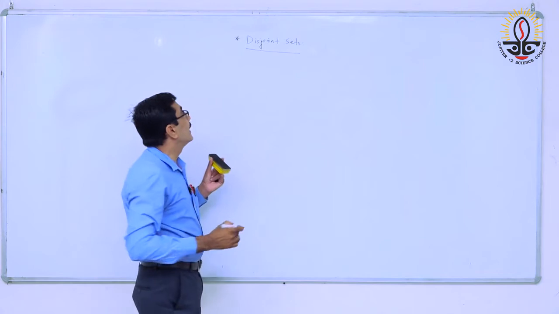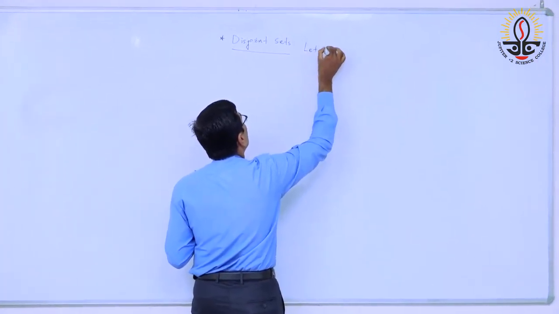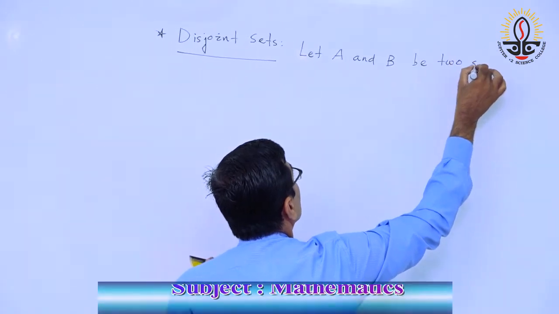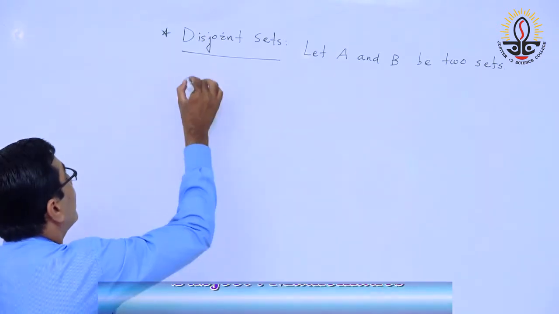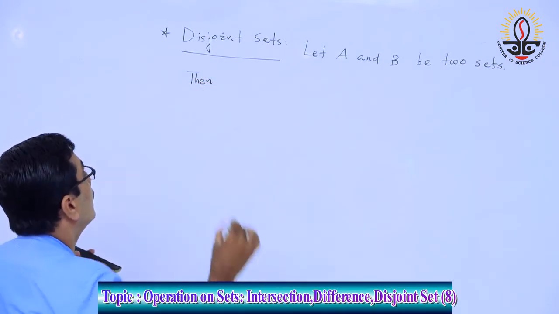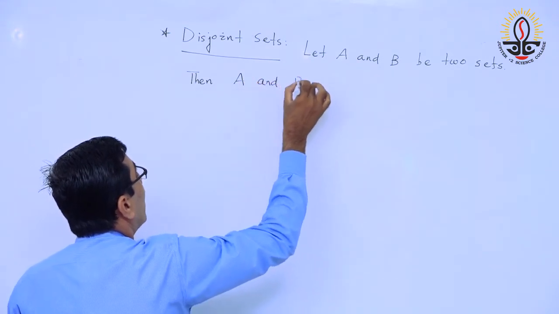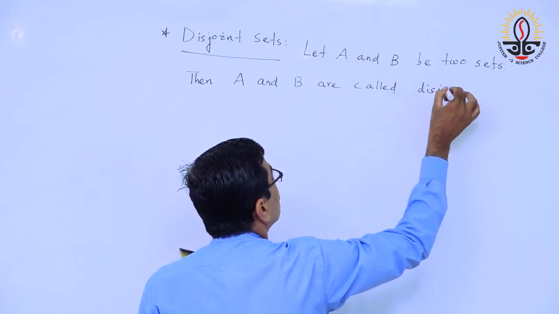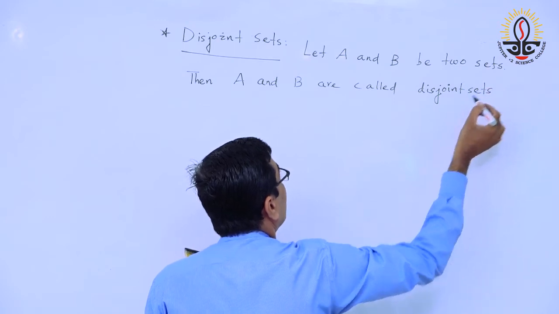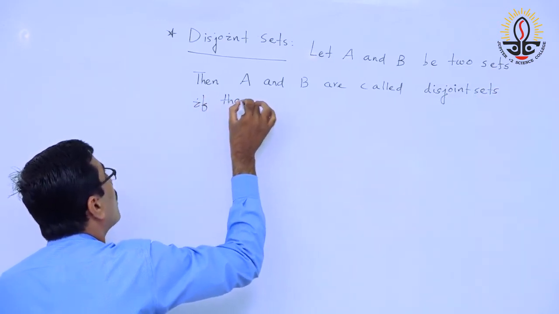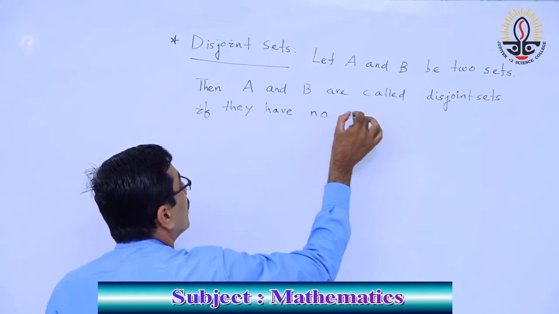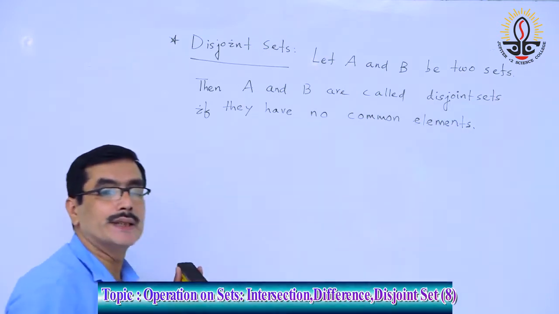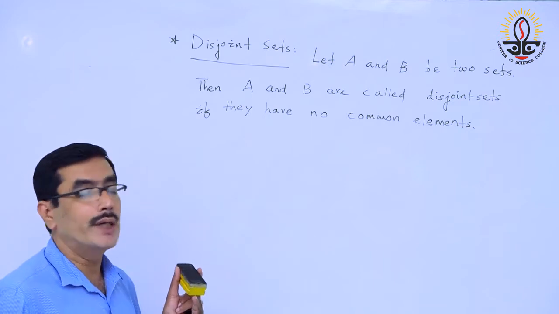Let A and B be two sets. Then A and B are called disjoint sets if they have no common element. If there is no common element between them, we call the two sets disjoint sets.